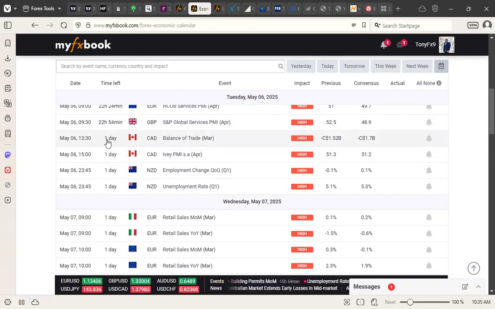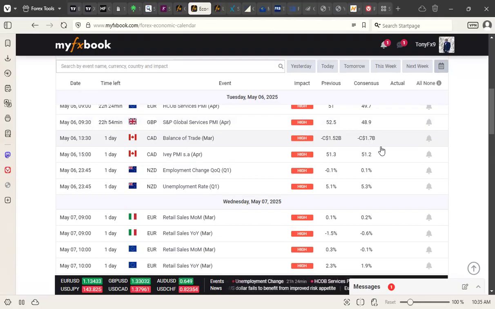Then in the afternoon during the New York session, we have the balance of trade for CAD, which has to do with total imports minus total exports. If you see a figure higher than minus 1.7 billion Canadian dollars, it is good for CAD. Lower than minus 1.7 billion Canadian dollars, it is bad for CAD.